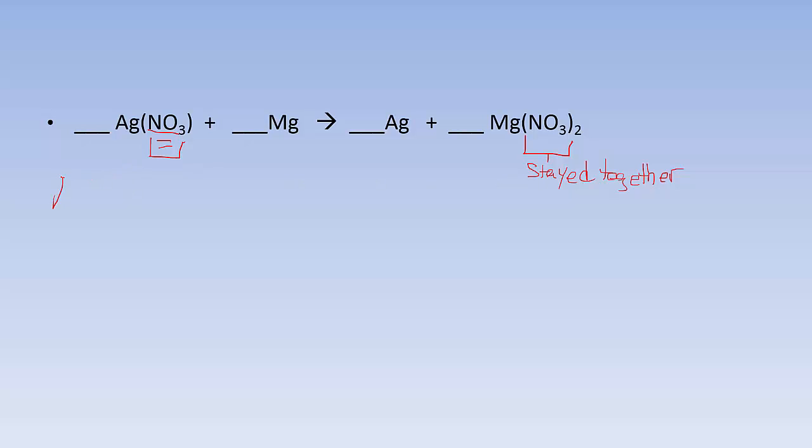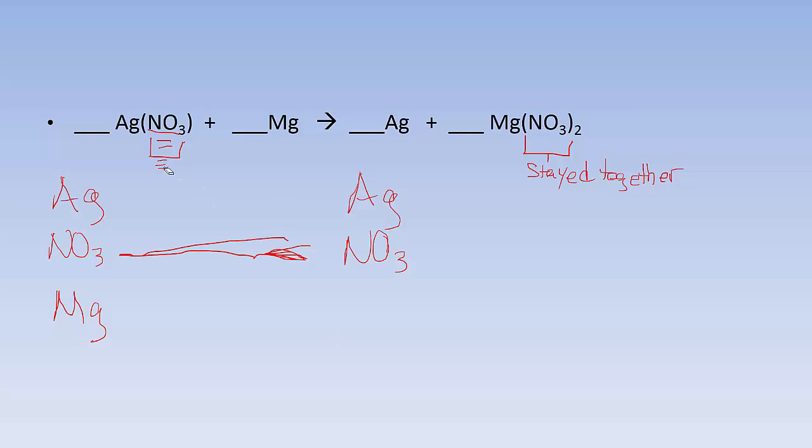So when I'm going to do my inventory, I go Ag, and because NO3 is stuck together, I can treat that as one thing instead of separating it into N and O's, and then Mg. And I do the same thing for the other side: Ag, NO3. Notice how I'm trying to keep the same level so I could just look across and check to see if they're balanced. And Mg. So now I take inventory. 1, 1, and 1. 1, 2, and 1, right? NO3s, there's 2 of them right here.